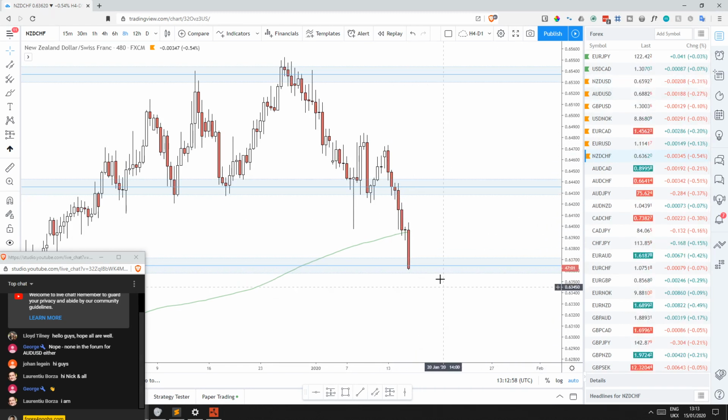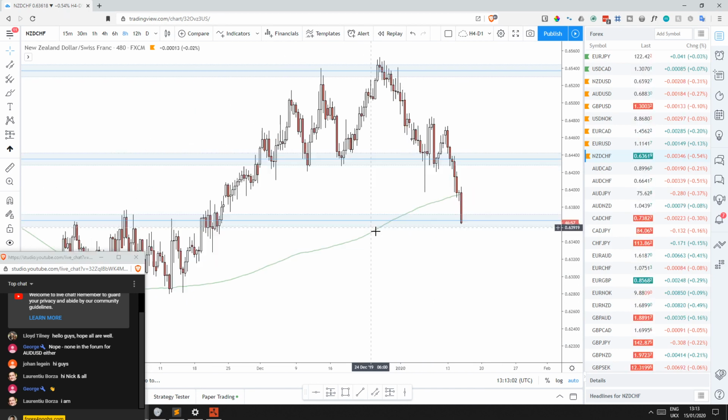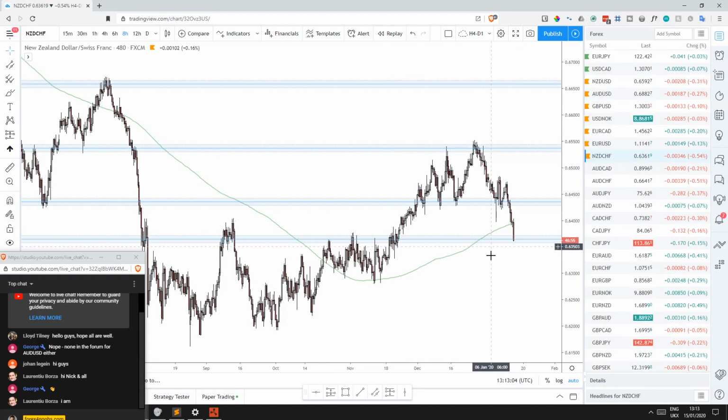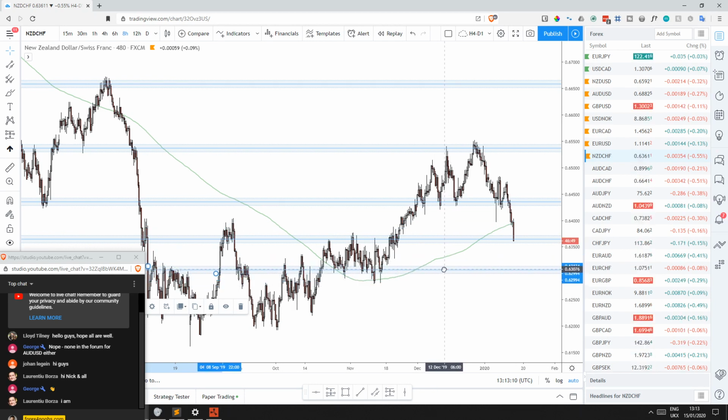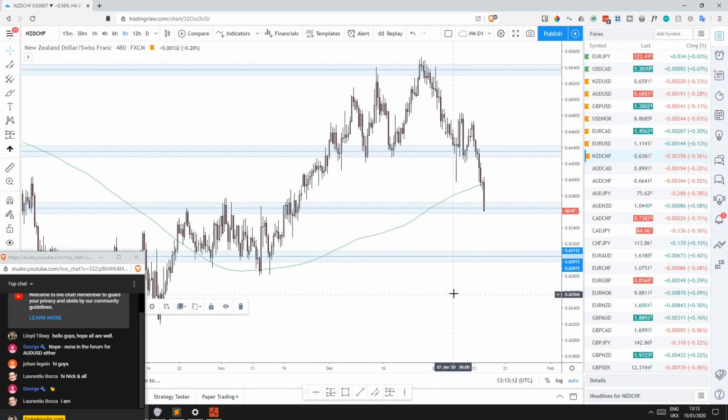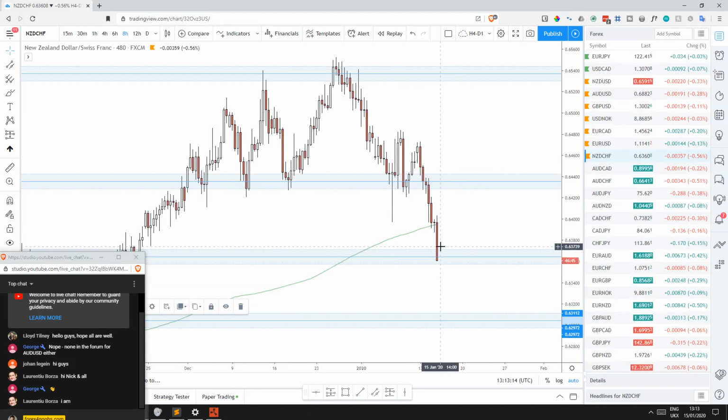Looks like it's going to break straight through, but if it stalls out, then there's potential for a long. If it breaks straight through, then there's potential for a short. If it breaks straight through, that's going to take longer for the setup to form. Shorter term would be a long trade. Longer term would be a short trade. We just need price to stall here.